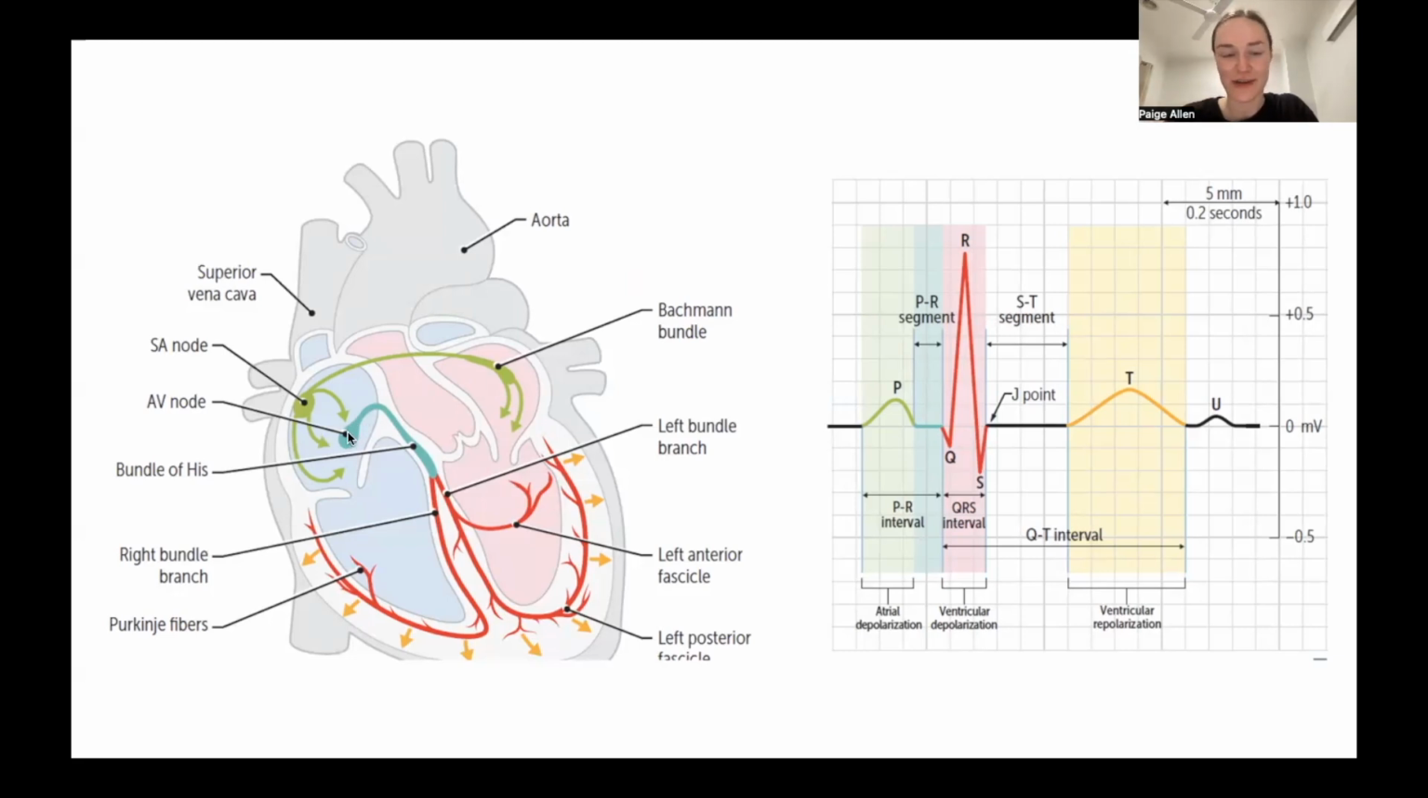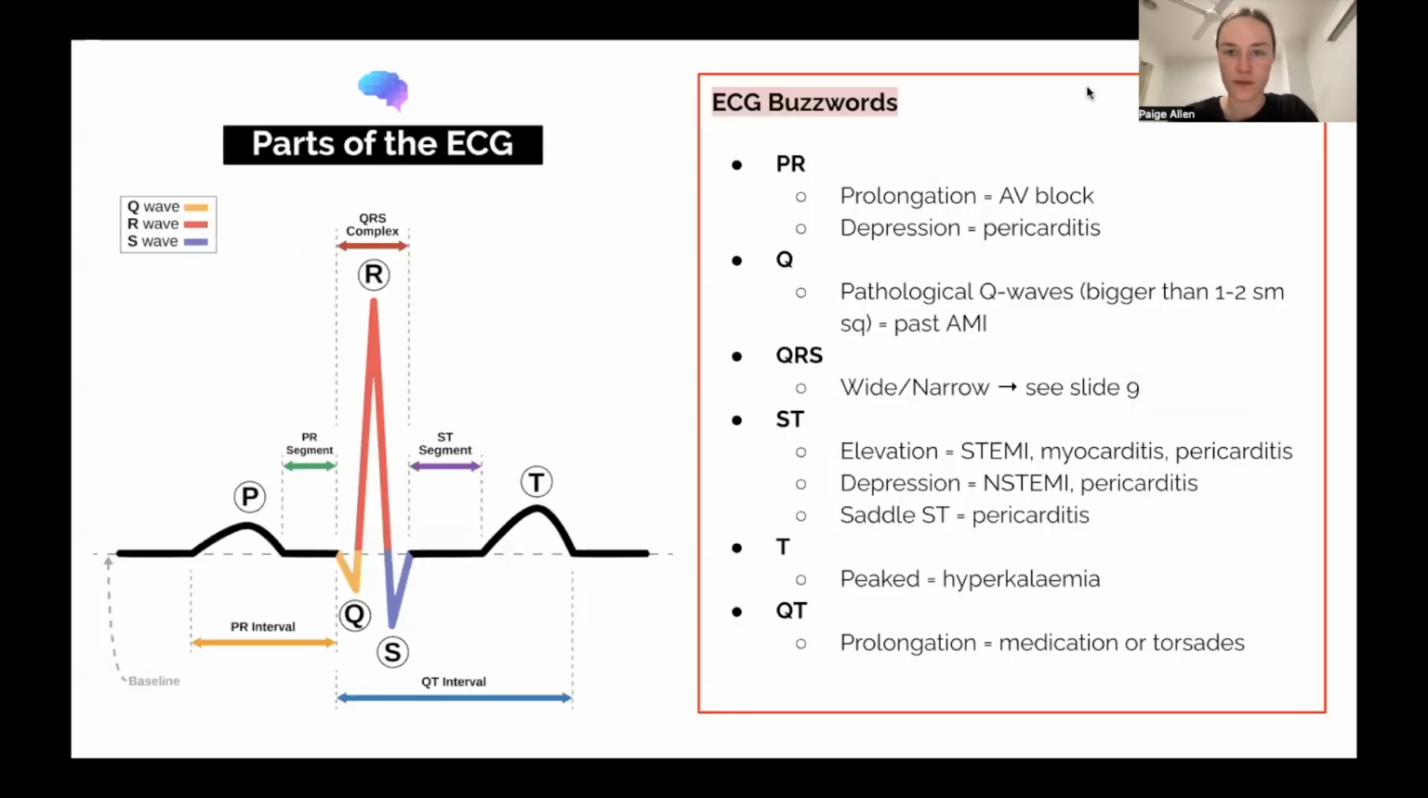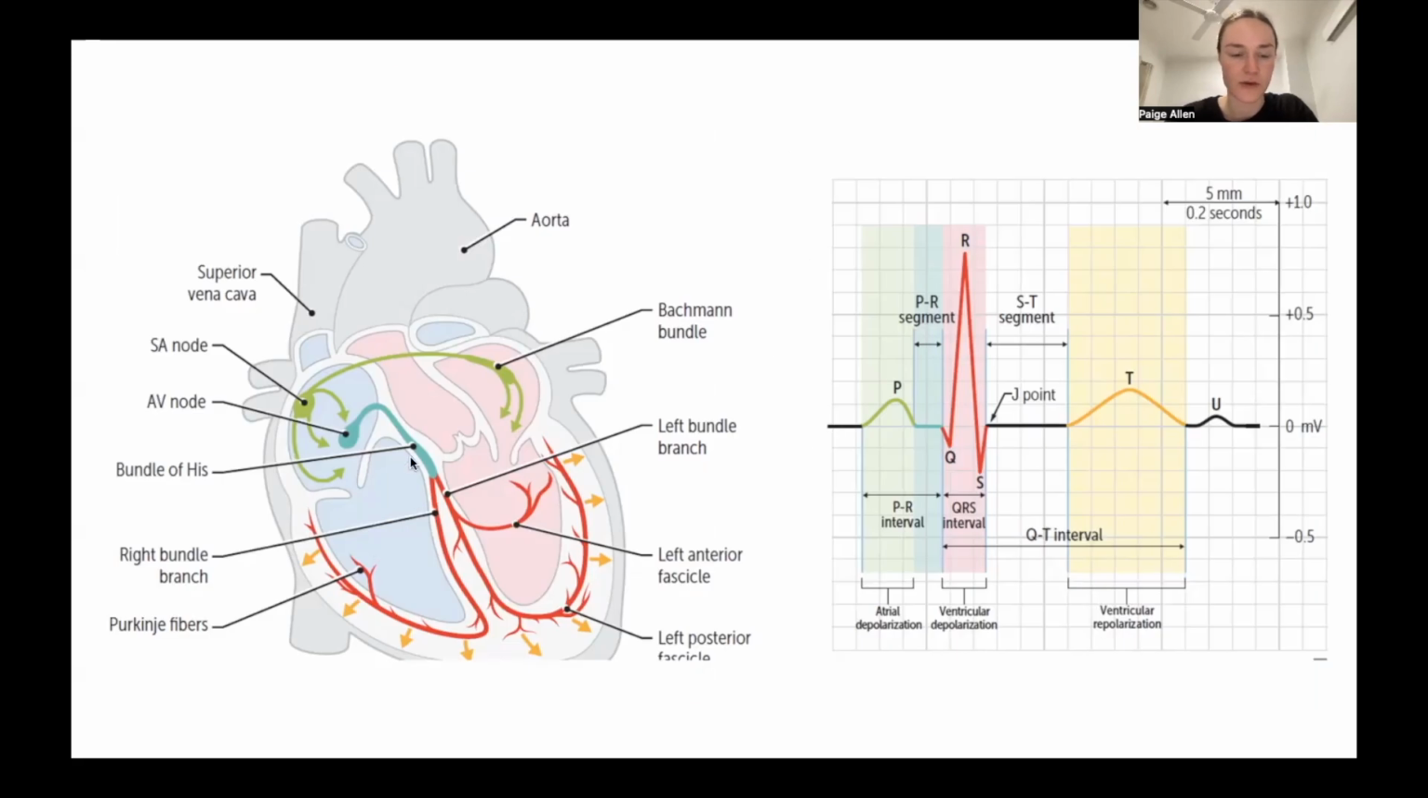And then we have the AV node, which again carries the electrical current down into your bundle branches. So you've got your left and your right, and then they go up through the Purkinje fibers to depolarize the ventricles, and you get your contraction. And then we know how that corresponds to an ECG.